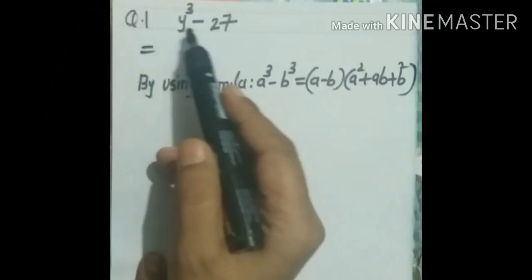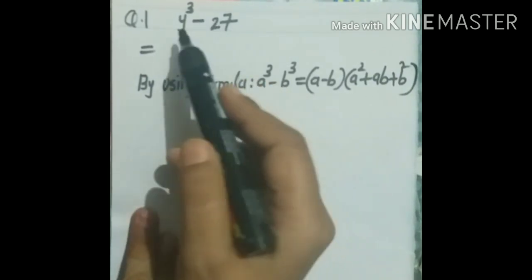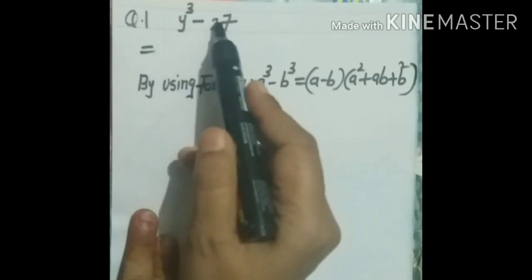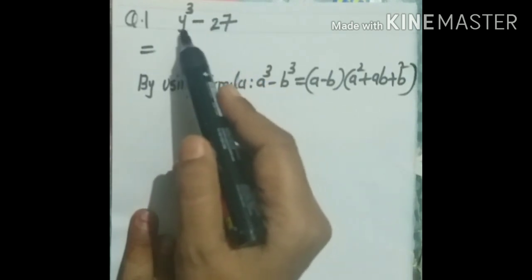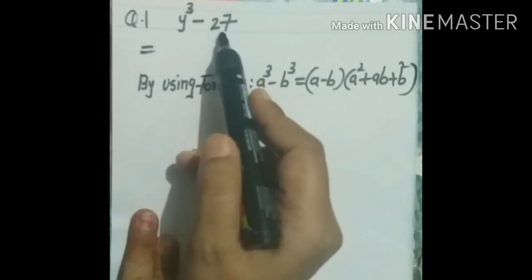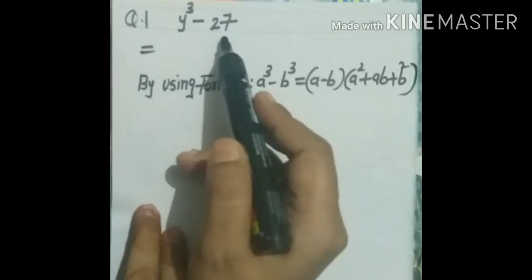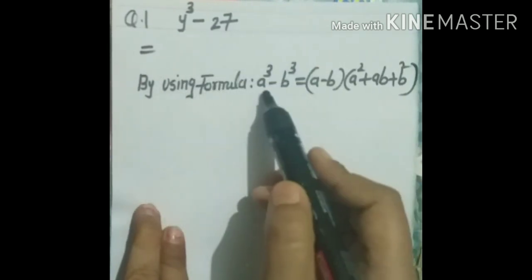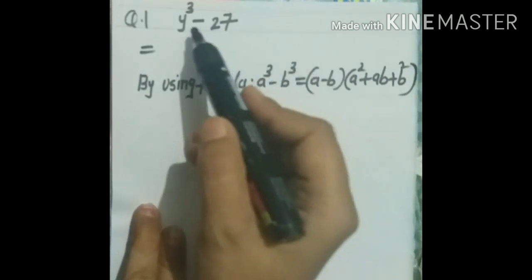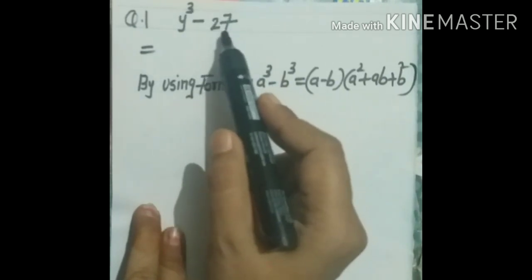Question number 1. y cube minus 27. Here children, this is an expression. How many terms are there? 2 terms. First of all we have to find the cube roots of these numbers because in the formula a whole cube and b whole cube are there. Here first term whole cube is there but second term whole cube is not there.